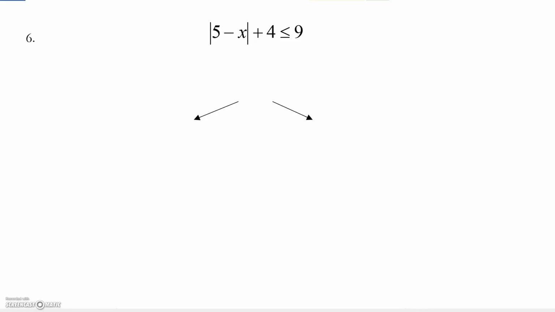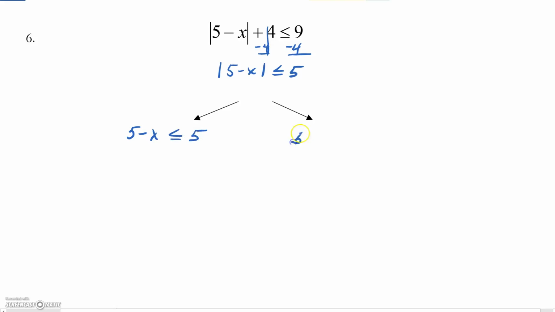Now number 6 looks similar in difficulty to the previous one. Again, we're going to isolate the absolute value, so that means we need to subtract 4 from each side here. And that leaves us with absolute value of 5 minus x is less than or equal to 9 minus 4, which is 5. And then we'll go ahead and write our two inequalities that don't have the absolute values. So that will give us 5 minus x is less than or equal to 5, and 5 minus x is greater than or equal to negative 5, the double switcheroo on that one.